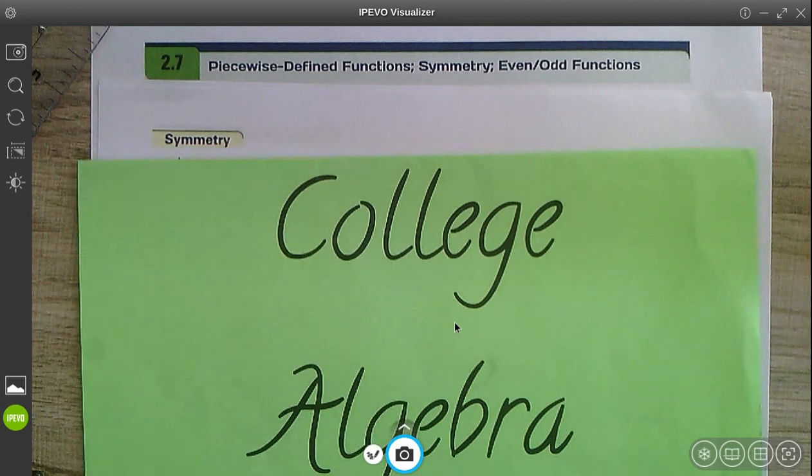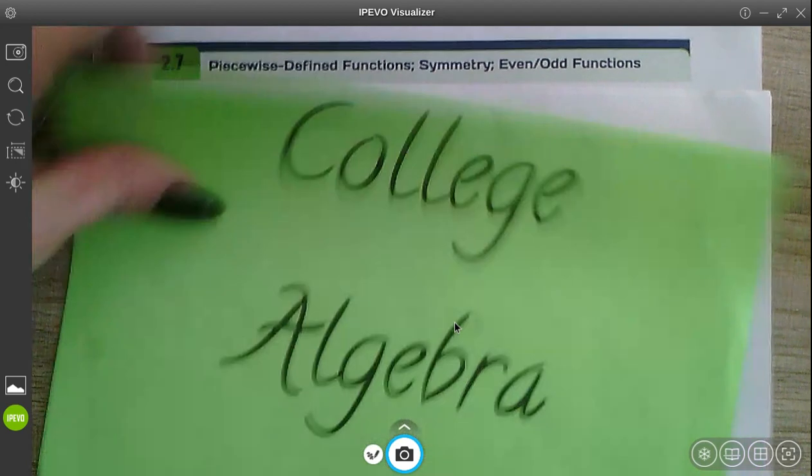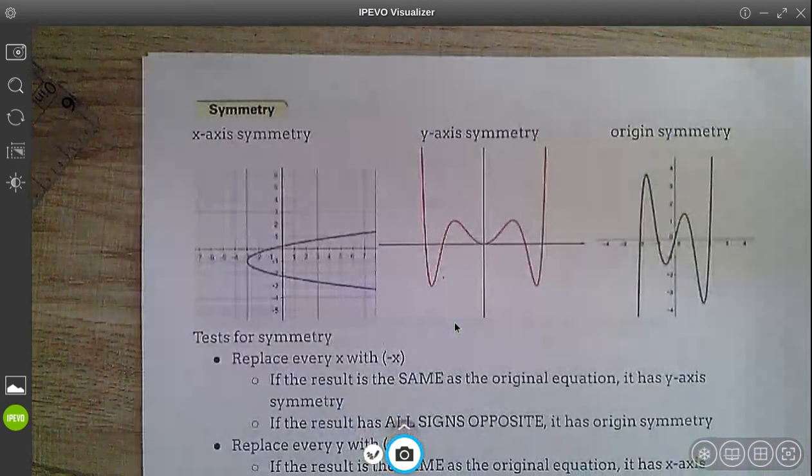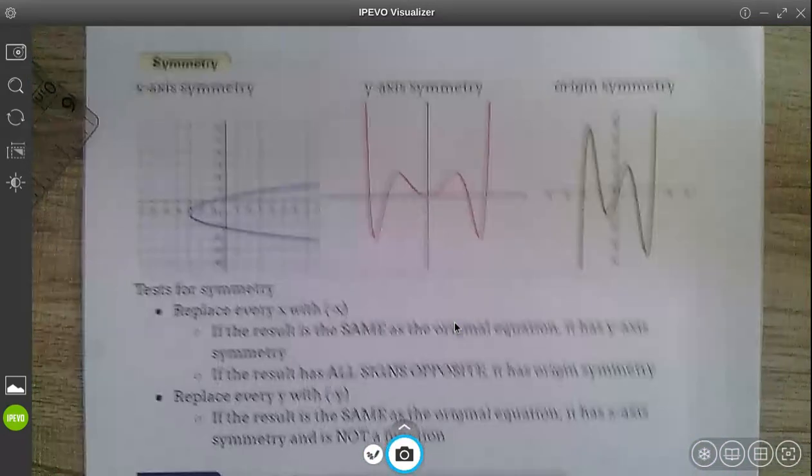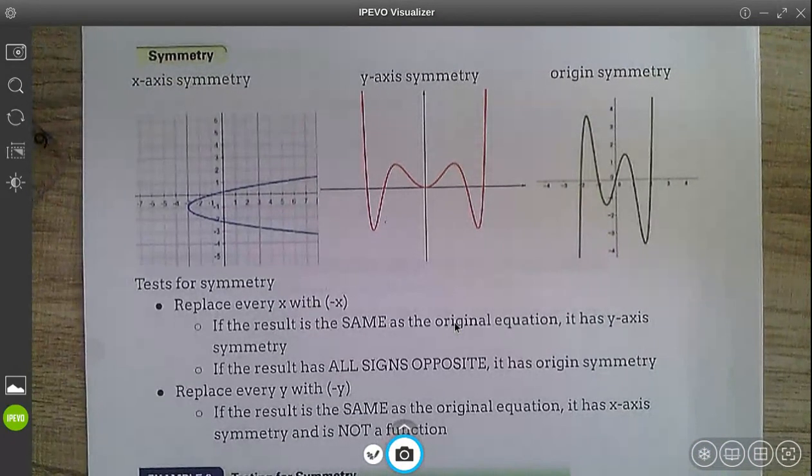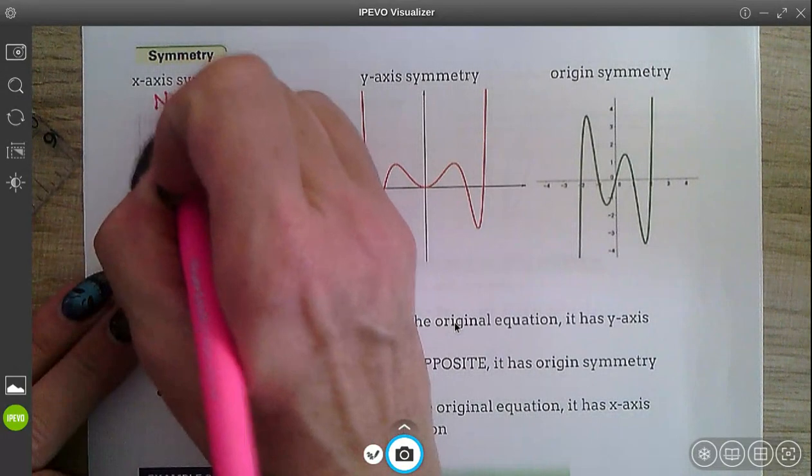7. Let's talk about symmetry and even and odd functions. So here's a picture of a graph that has x-axis symmetry. Something you should notice about this graph is that it is not a function.